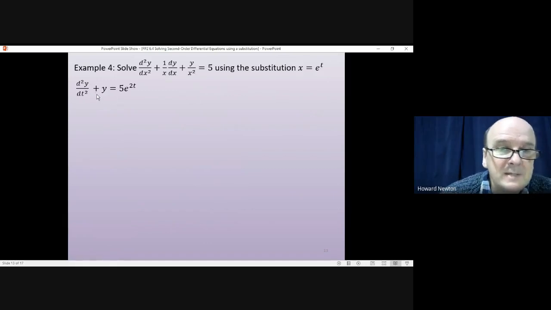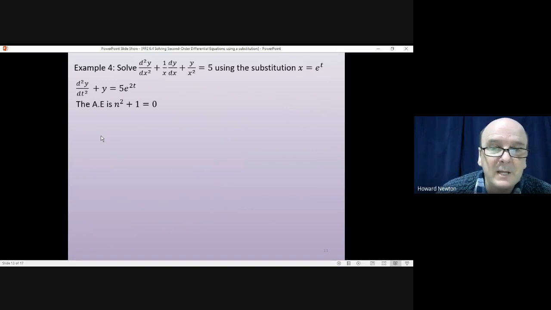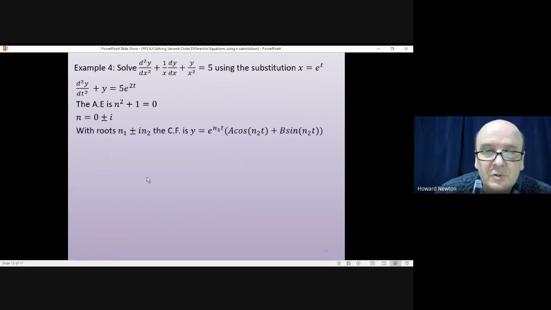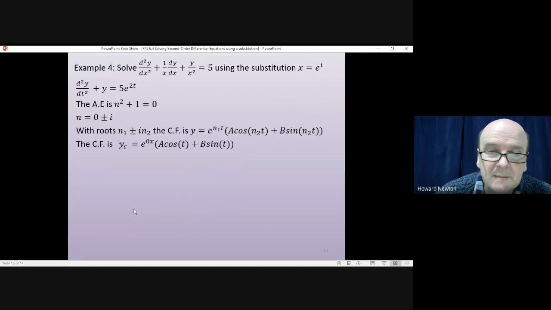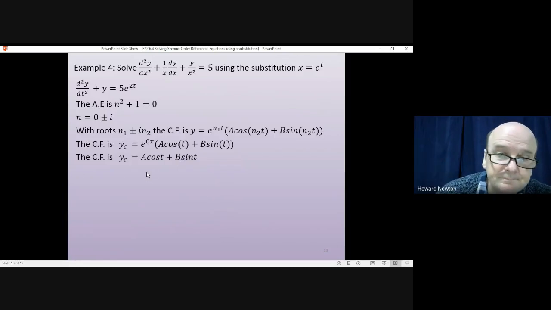Now there's no dy by dt term, but that's not a problem. We can still solve that by the normal method. The auxiliary equation will be n squared plus 1 equals 0, which gives us two complex roots, plus or minus i. Now with complex roots, the complementary function has this general form, which in our particular case will give us a complementary function of e to the 0t times a cos 1t plus b sine 1t. Anything to the power 0 is 1, so the complementary function simplifies to that.